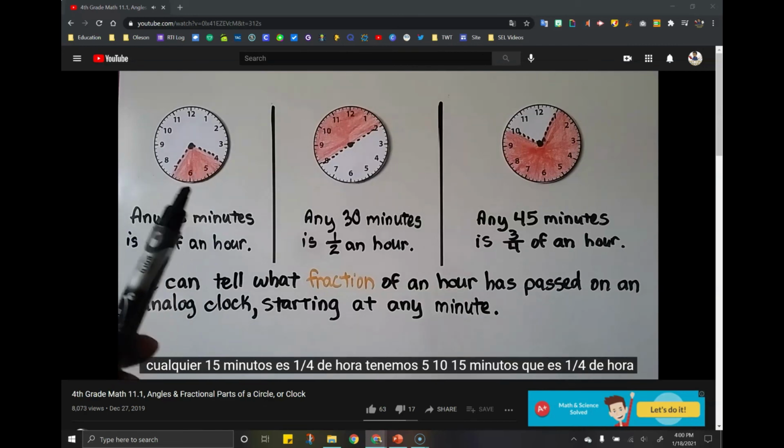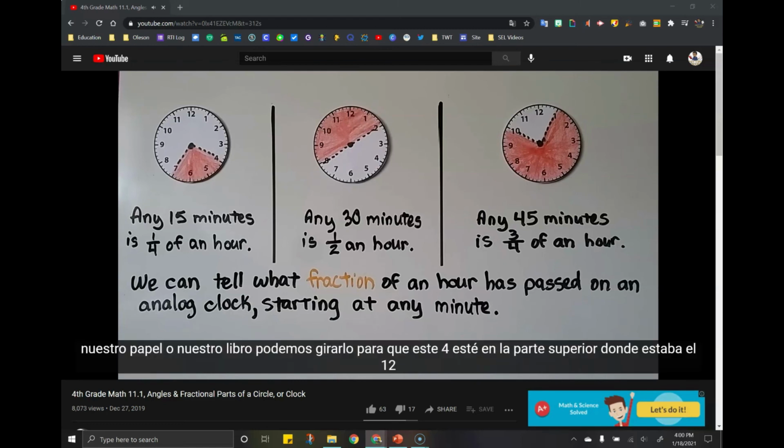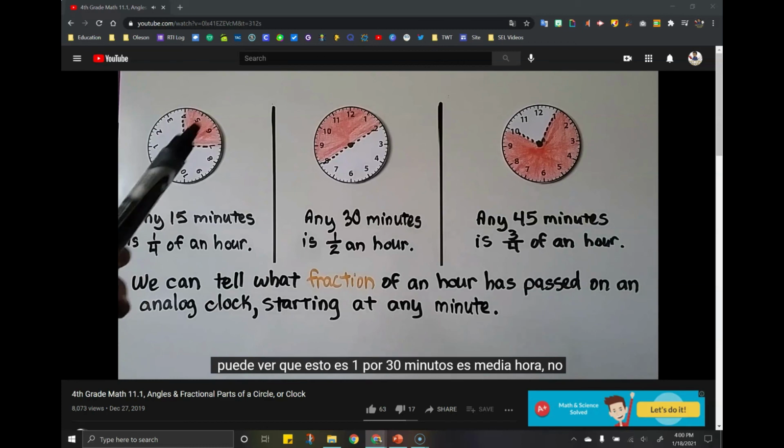We have 5, 10, 15 minutes. That is 1/4 of an hour. If it's hard to tell if it's 1/4 of an hour or what fraction it is, we can turn our paper or our book. We can turn it so this 4 is on the top where the 12 was. We can see that this is 1/4.